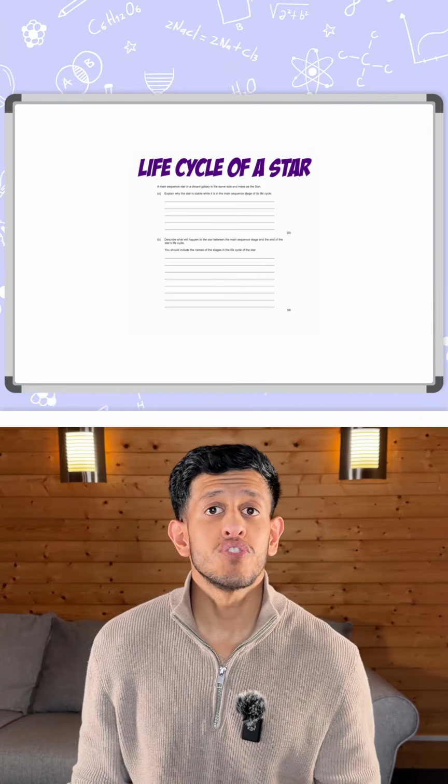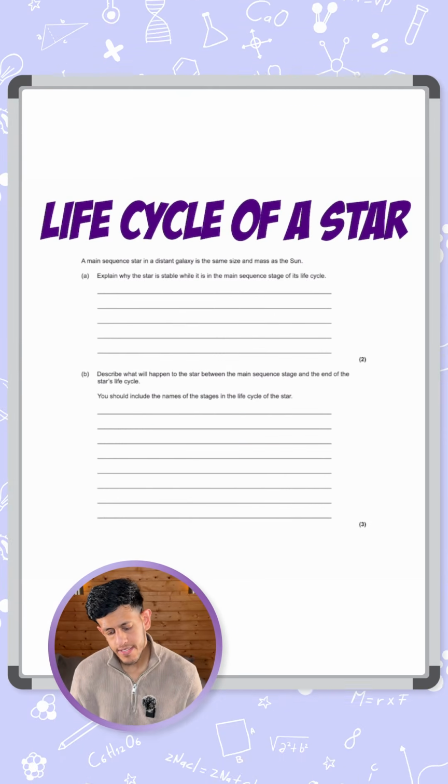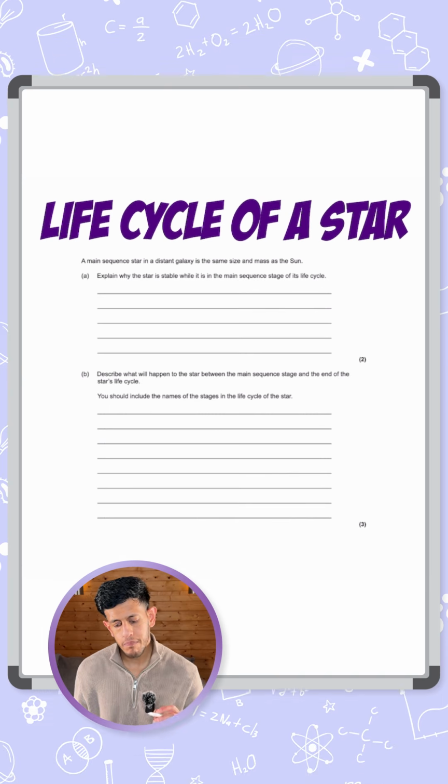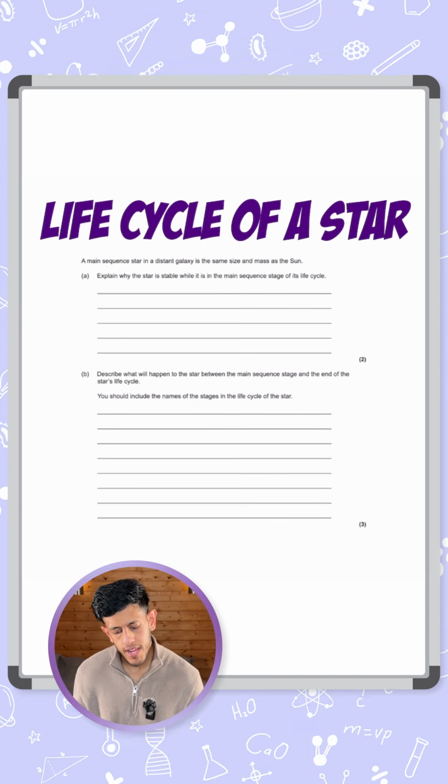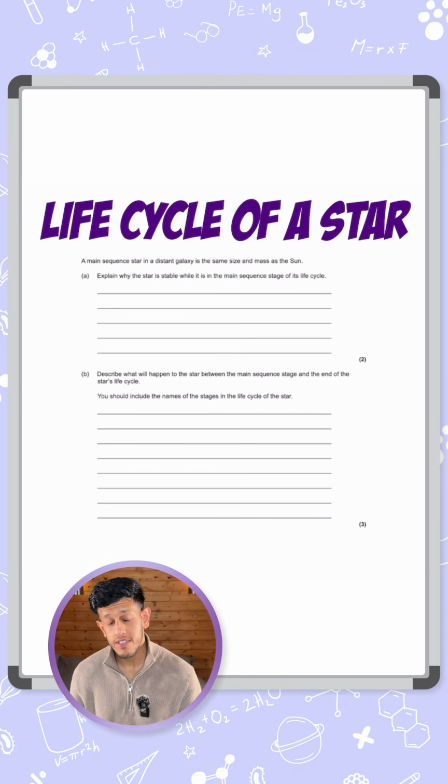So here's a question to test your knowledge on the life cycle of a star. Let's get into it. A main sequence star is a star of the same size and mass as the Sun. Explain why the star is stable when it is in the main sequence stage of its life cycle, and this is for 2 marks.